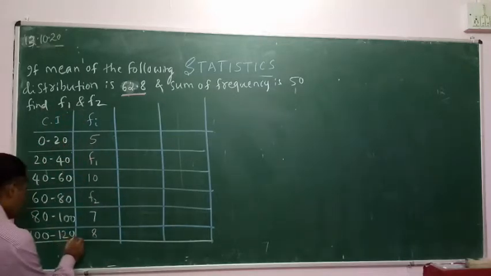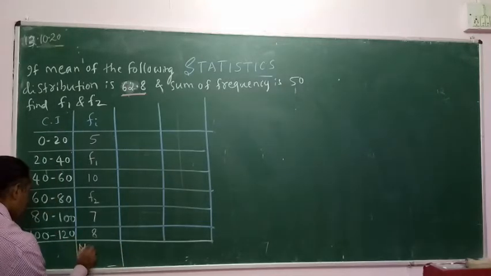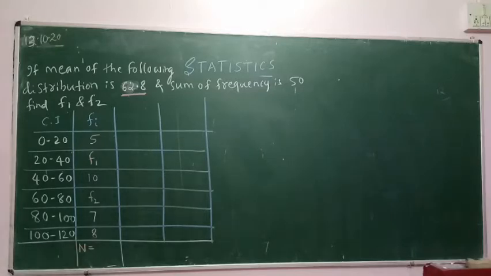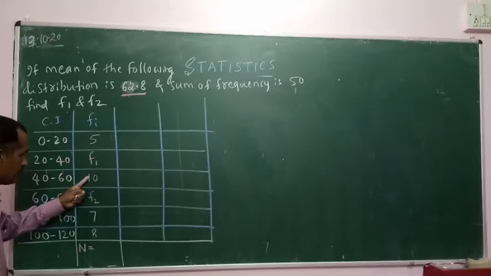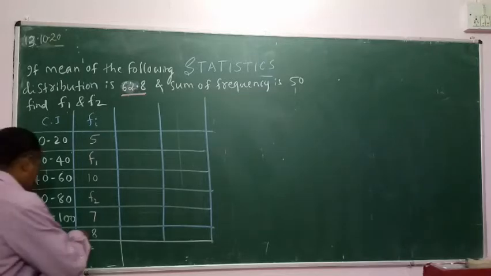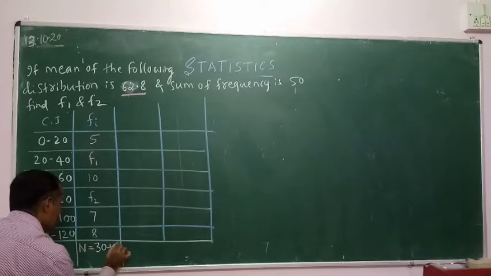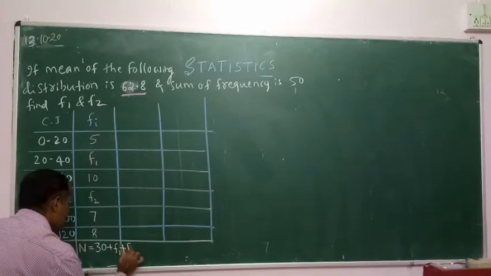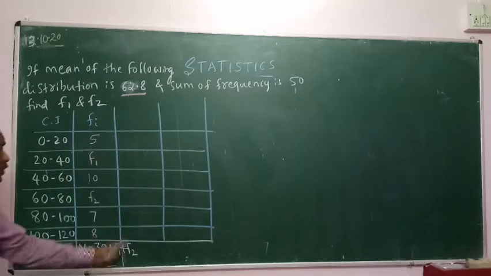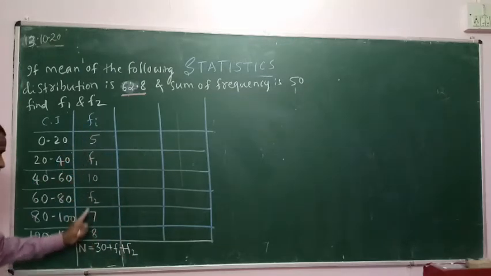No problem. Let us first find n. Listen to me, students, very carefully. I will first add this: 5 plus 9, 14. 14 plus 7, 21. 21 plus 8, 29. I will write this as 30 plus F1 plus F2. This is the total of the frequencies, 30 plus F1 plus F2.